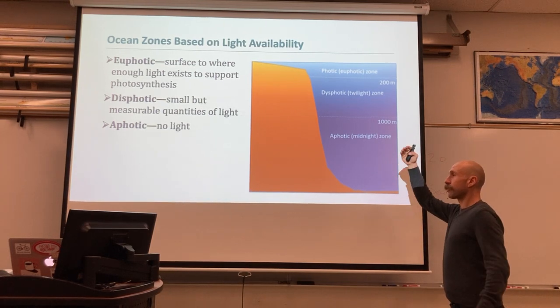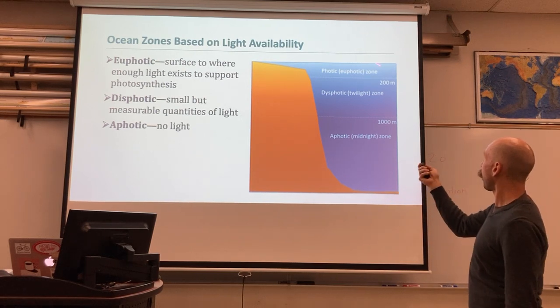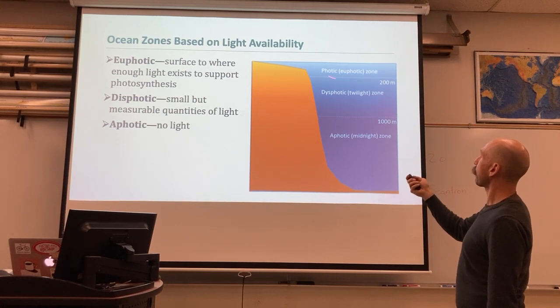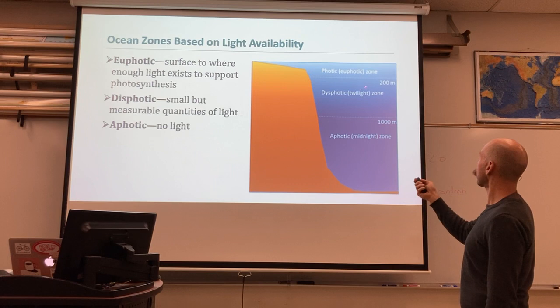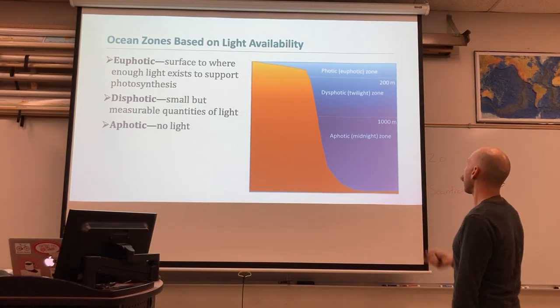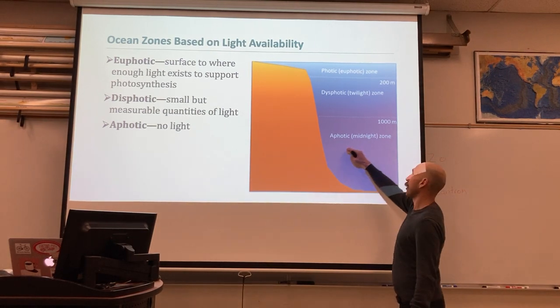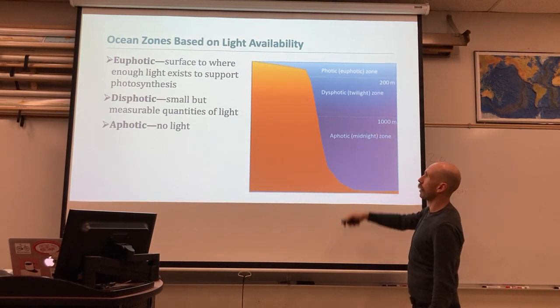We can think about these zones of the pelagic environment as being euphotic, where enough light exists to support photosynthesis, dysphotic, small but measurable quantities, and then aphotic, meaning no light can make their way down. That happens at about 1,000 meters down.